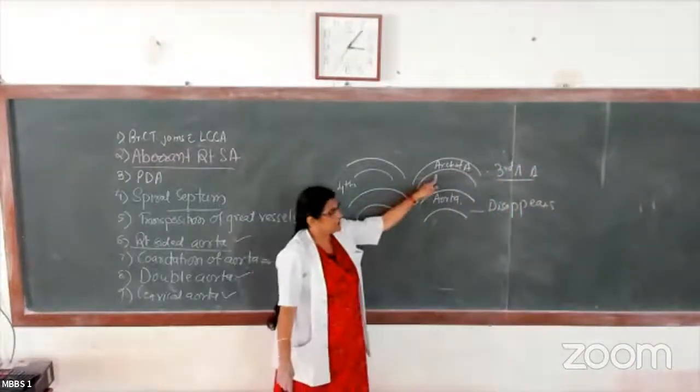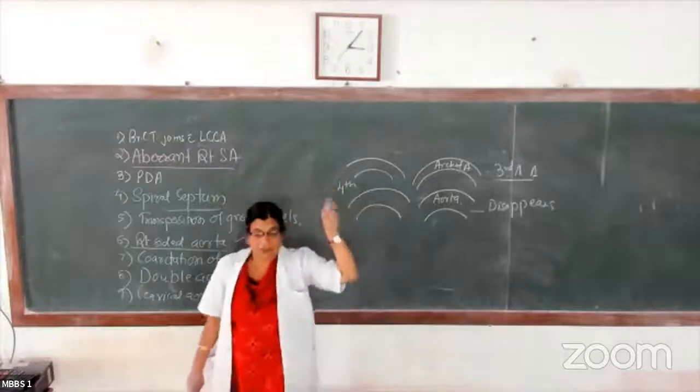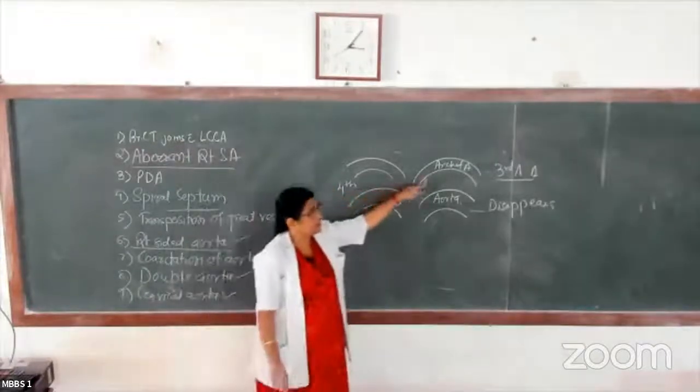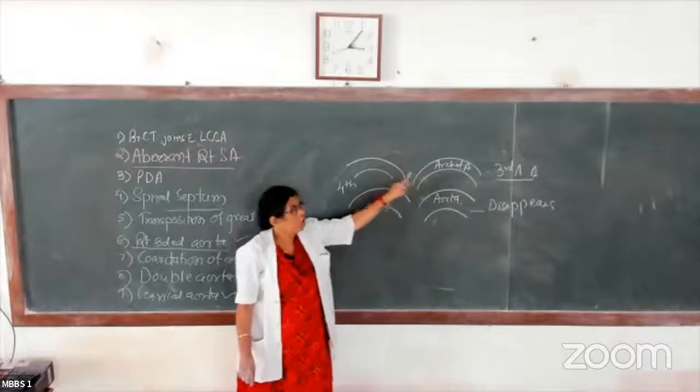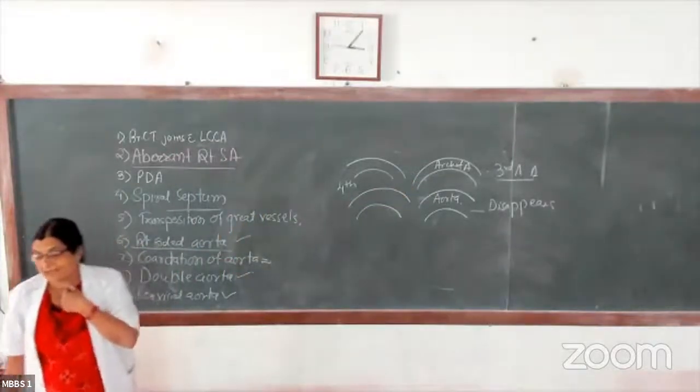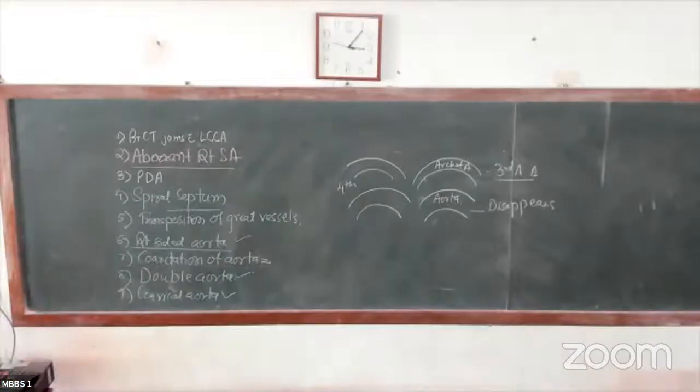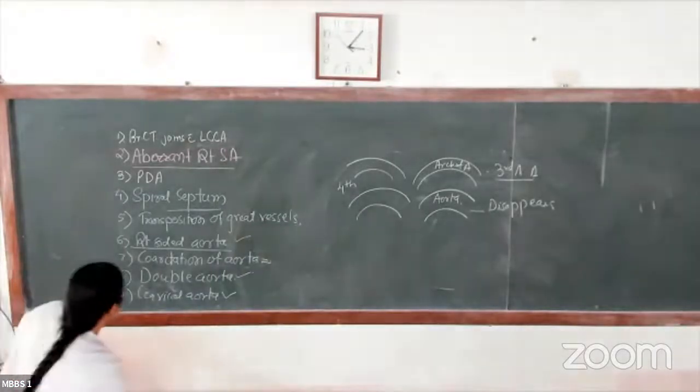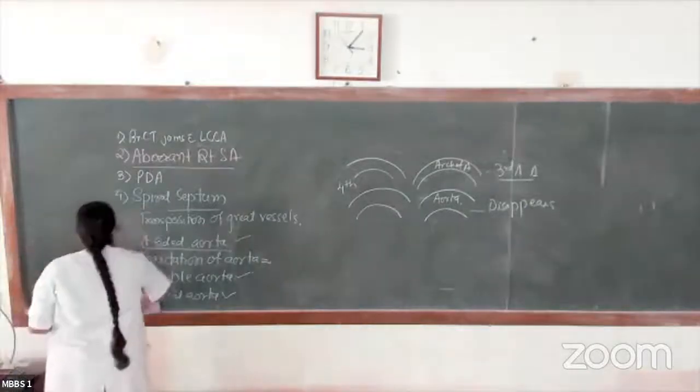Now the third aortic arch is in the neck region. Fourth descends, but third is in the neck region. So what will happen? Arch of aorta will be in the neck, and it will be seen as a pulsatile mass in the neck region. So these are the symptoms seen here.